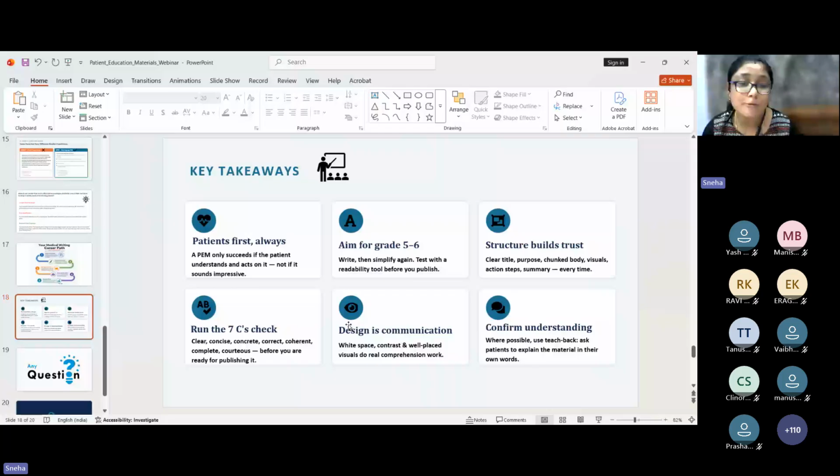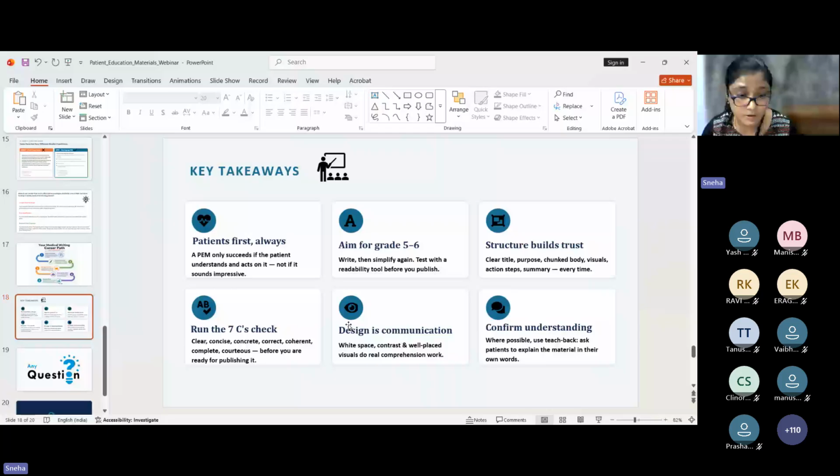You should always aim for grade 5 to 6, right? Then simplify again. Test with a readability tool before you publish. As I mentioned, Hemingway is a very good readability tool. In this era of AI, there are Grammarly and Hemingway. These readability tools are really helpful. You can check how readable your content is.